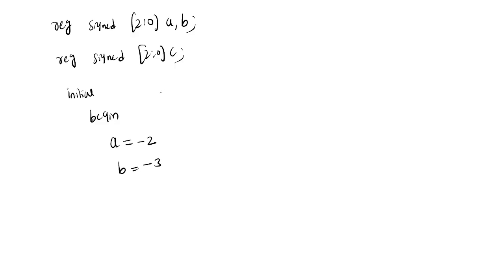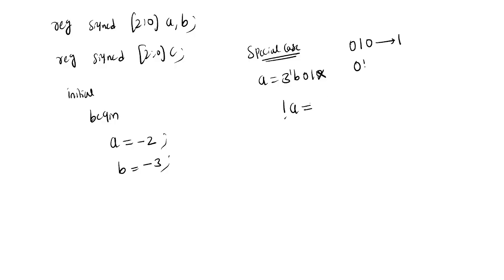Like this you need to initialize. Now there is a special case. Suppose a equal to 3'b01x. If I want to find the logical not of a, what value will you get? With x as 0, it is 0 1 0, and with x as 1, it is 0 1 1, so it will be taken as 1 only. Not of 1 means you are getting 0 only.